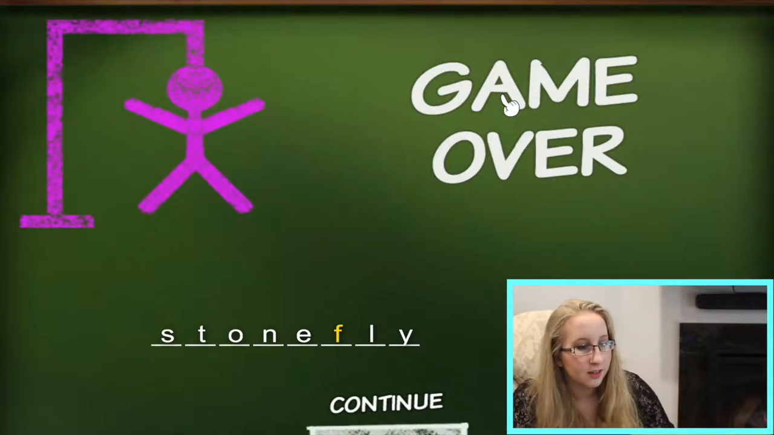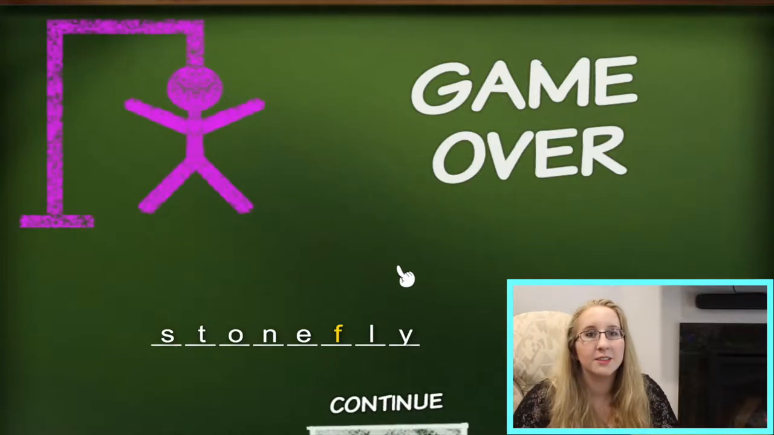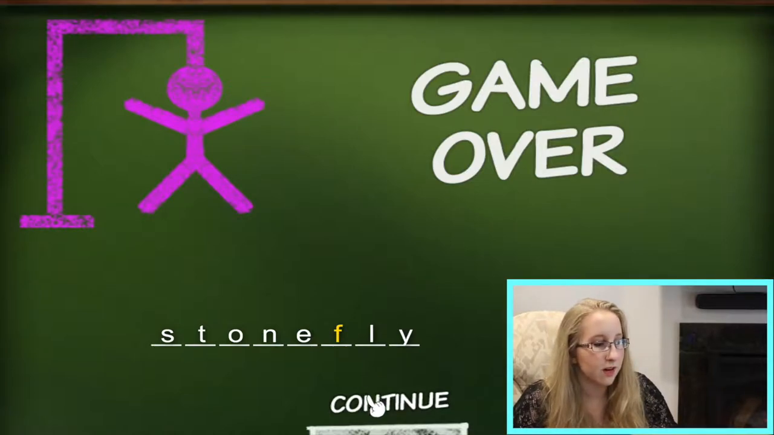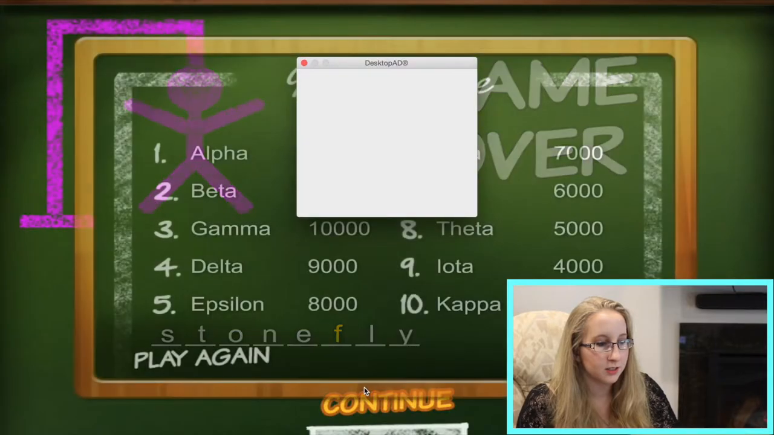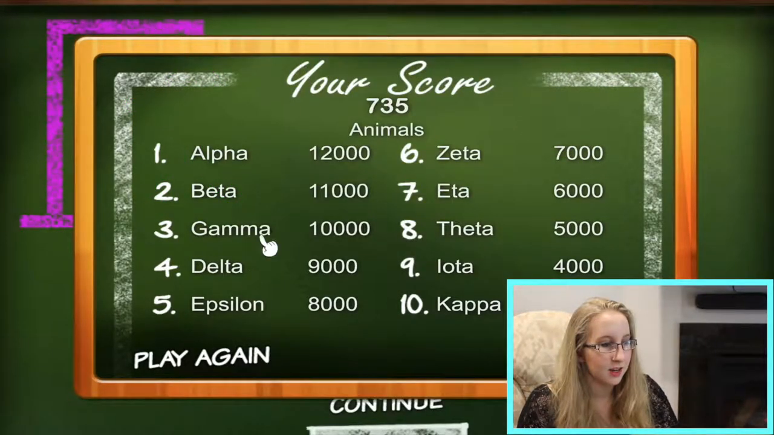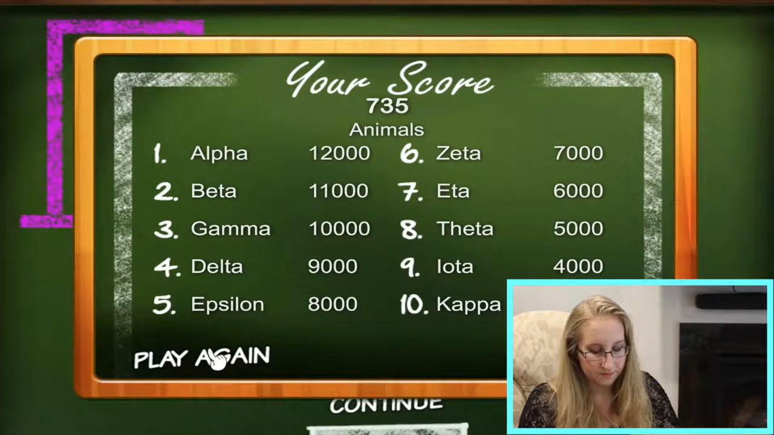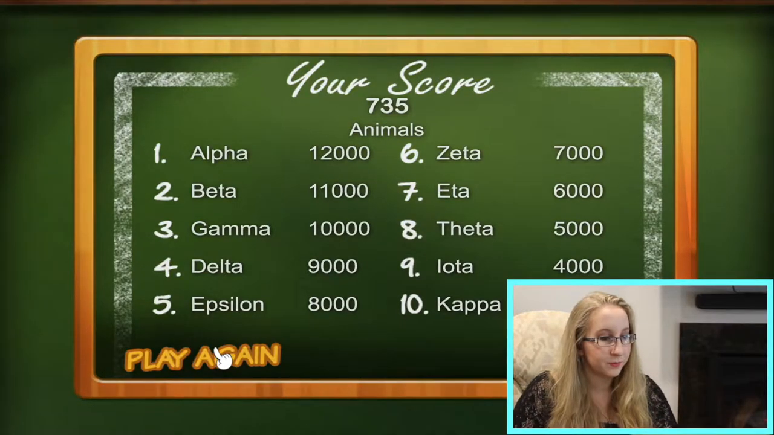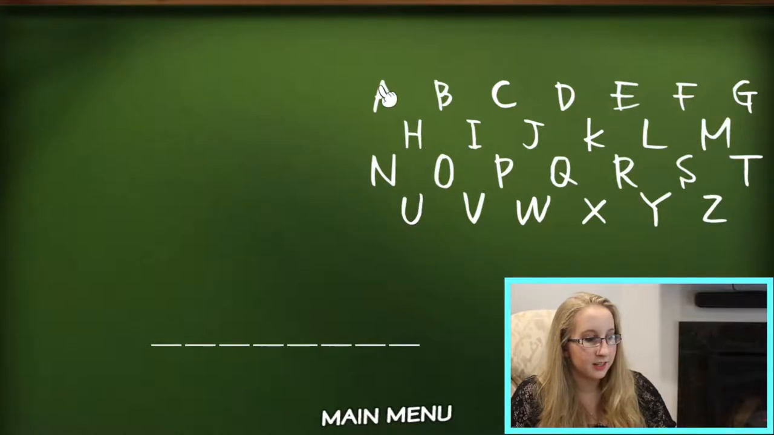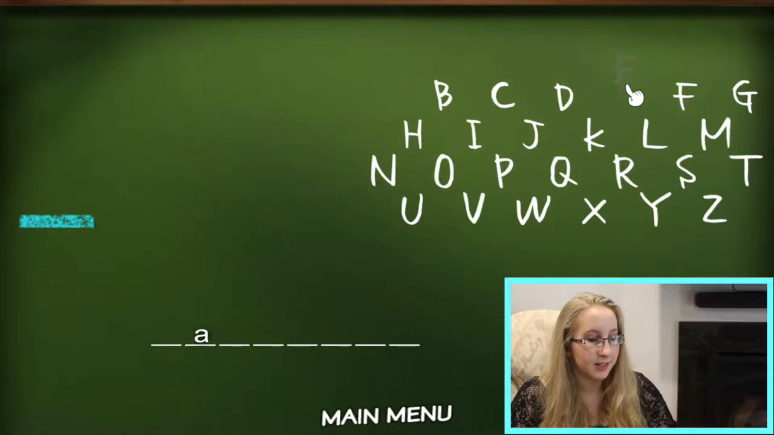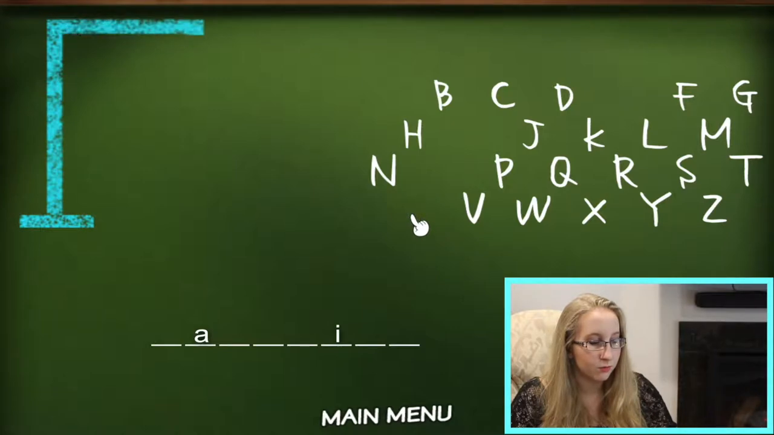Okay. Well, I did better this time. Let's do one more round. Eh, I haven't even gotten to being number 10 on this. That's great. Okay, we got an A, got an E, got an I, got an O, got a U. Okay.